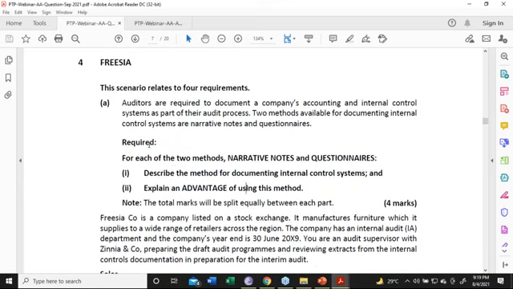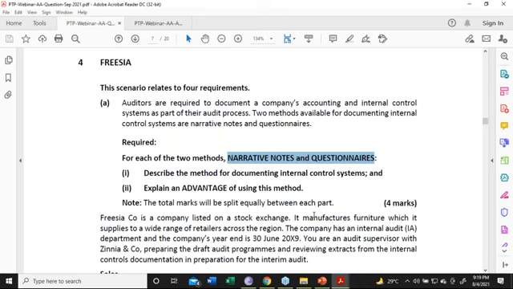Okay, there is another question. Let's continue. Question, then OTQs. Part A. Describe the method for documenting internal control systems and explain the advantage of this method. Two methods the examiner has asked you, narrative notes and questionnaires. Again, this is knowledge based. In order to document any sales system, any purchase system, any system of the company, there are three possible ways of doing it. The first method is called narrative notes.